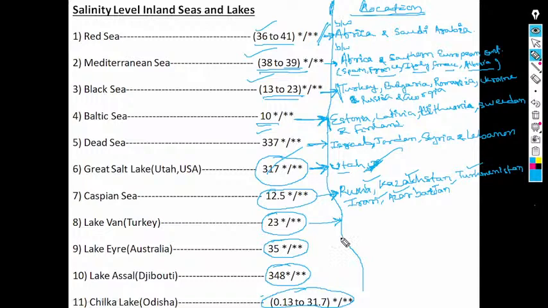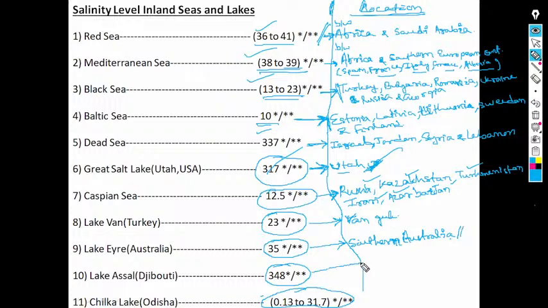Then in Turkey, Lake Van, Van Gölü, in central Turkey. Lake Eyre in Australia, it is in South Australia, in southern Australia particularly.